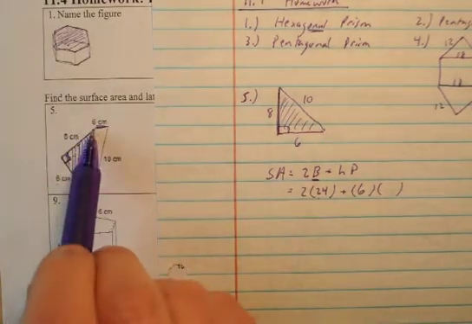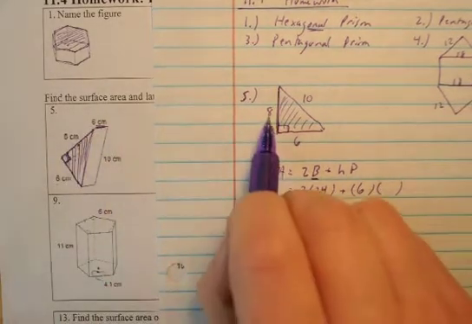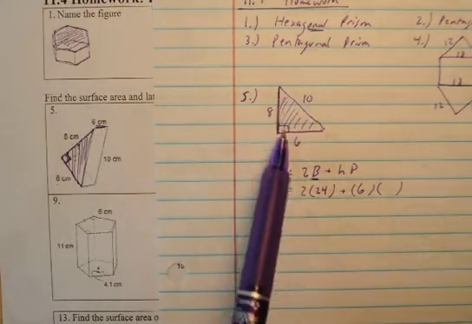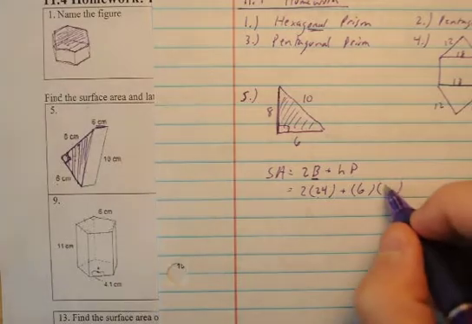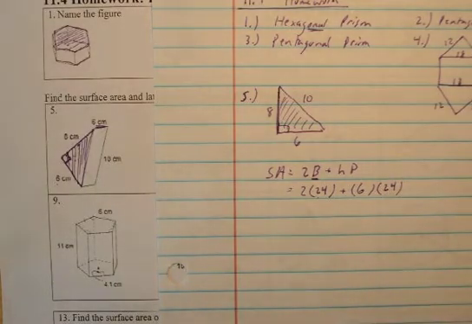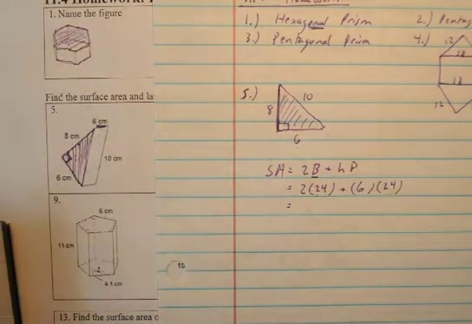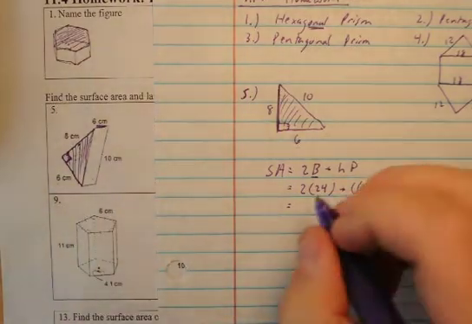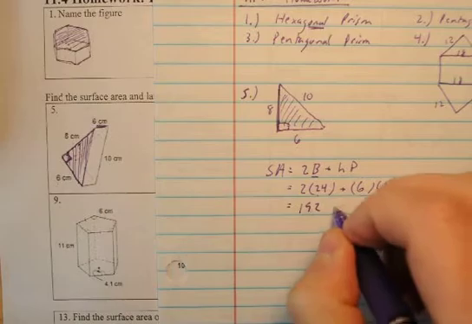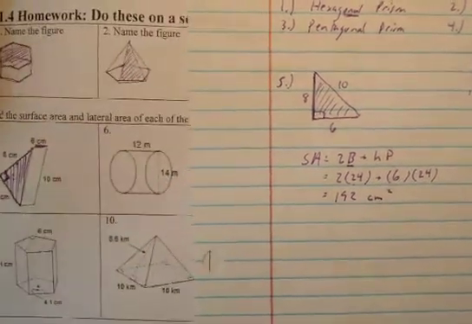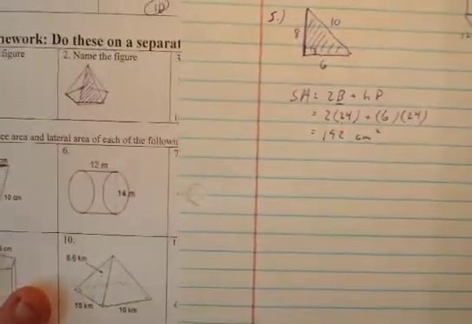And now we got to do the perimeter of the base. So the perimeter is 8 plus 6 plus 10. What is 8 plus 6 plus 10? That's 18 plus 6 is 24 as well. Alright, so now we just plug that into our calculator. 2 times 24 plus 6 times 24 is 192 centimeters squared. Alright, on to number 6.